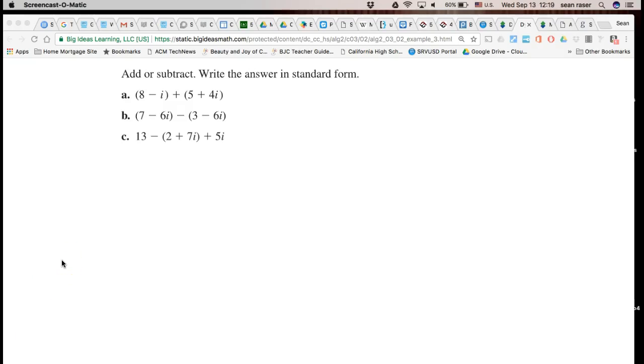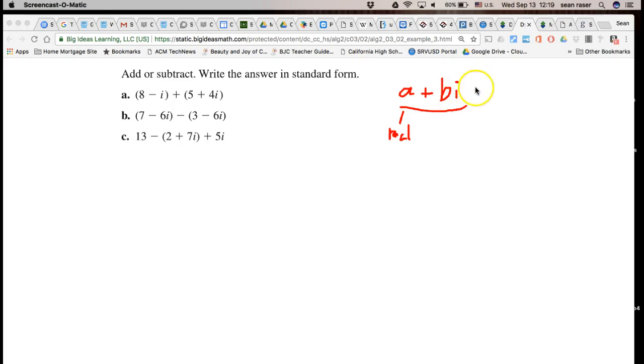Okay, in the second example for 3.2, we're going to work with complex numbers, and you're going to see how we add and subtract complex numbers. Now, complex numbers just means that it's a number that has two parts, a real and an imaginary part. And the way we write that in standard form is a plus bi, where a is the real part and bi is the imaginary part.